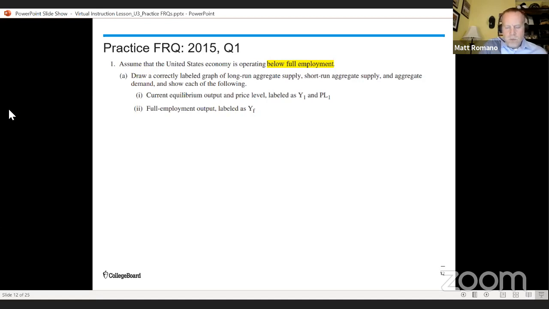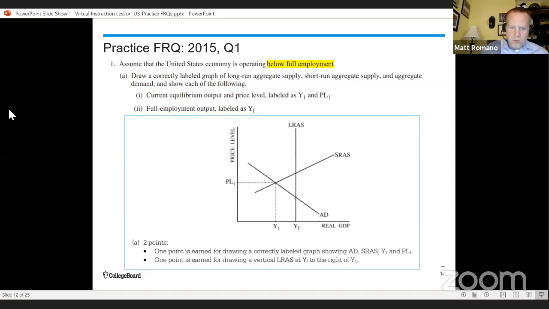Again, one of the biggest mistakes a lot of students make is maybe they get worried about time, maybe they're just rushing to get to the answer, but they don't fully read the question. And they're telling us right off the bat, the economy is operating below full employment. That's going to tell me how I'm going to draw my graph. Now I follow directions. And when I do so, this is the result.